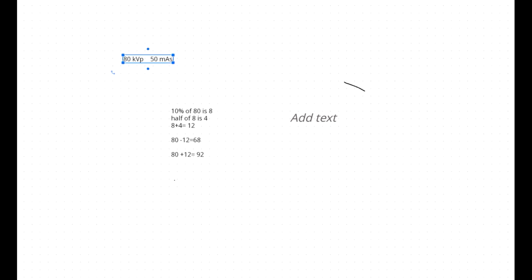So the original technique was 80 kVp and mAs. The reason we use the 15% rule is that, let's say the exposure was too dark, and we want to reduce the exposure by half. To have any sort of effect, you have to adjust the kVp by at least 15%. So that's where the 68 and 92 come from.